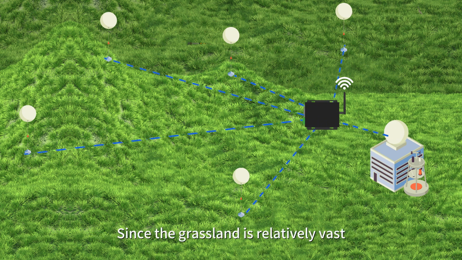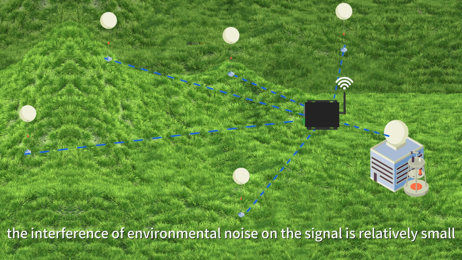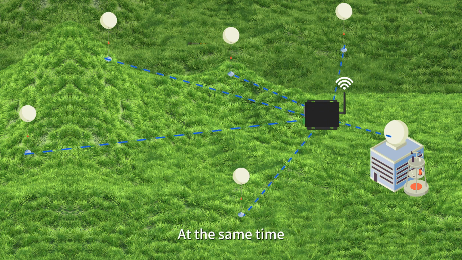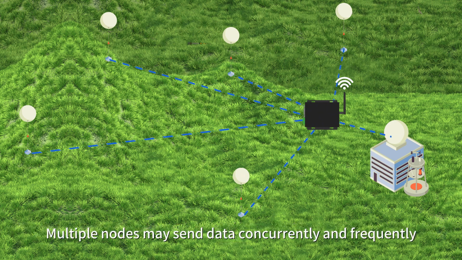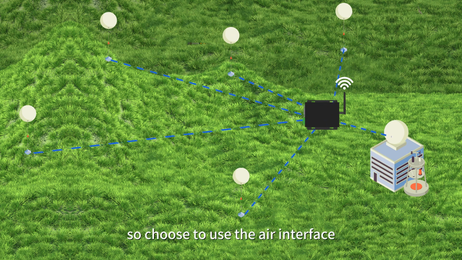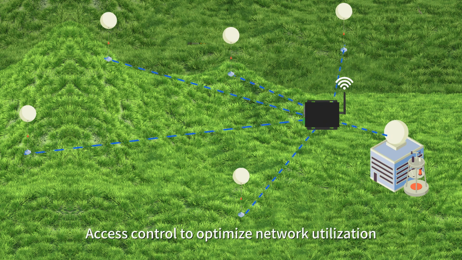Since the grassland is relatively vast, the interference of environmental noise on the signal is relatively small. At the same time, if the antenna is raised, a single gateway is enough to cover the detection equipment in a larger area. Multiple nodes may send data concurrently and frequently, so choose to use air interface access control to optimize network utilization.